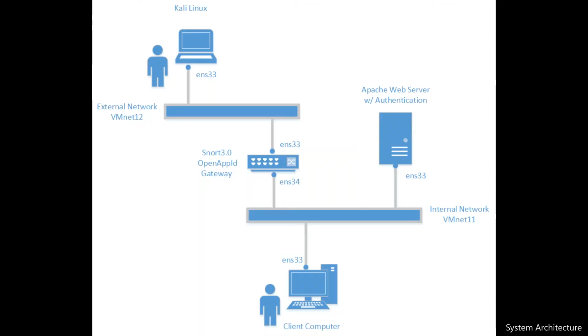Our system architecture comprises a gateway, an Apache web server, a client computer, and an external attack laptop. There will be two separate network domains, an internal one and an external one. The gateway will be issuing DHCP licenses to everyone on the internal network. The Apache web server will have login credentials enabled. In addition, a client computer will be on the internal network. A Kali Linux laptop will be on the outside network to simulate an external attack actor.